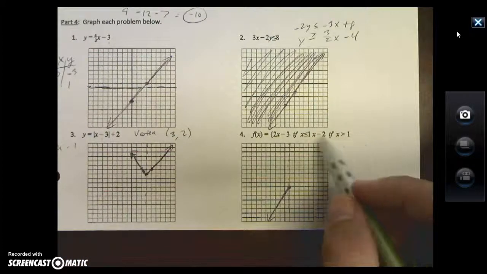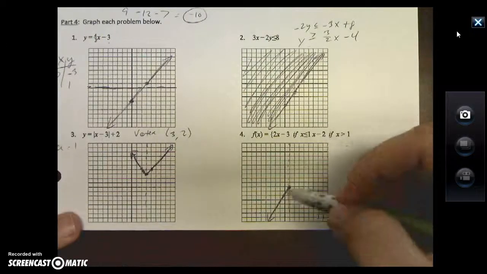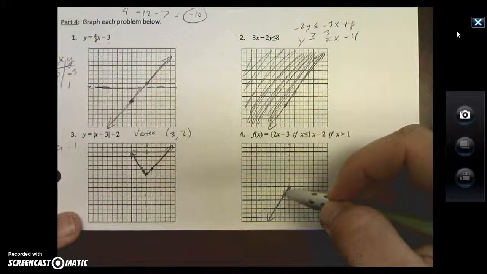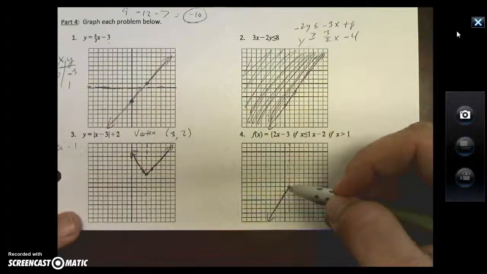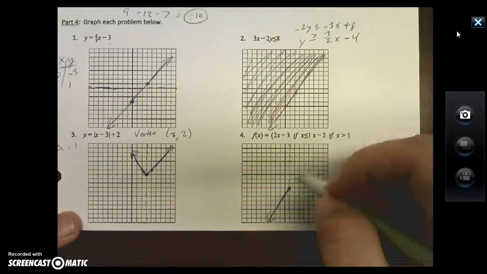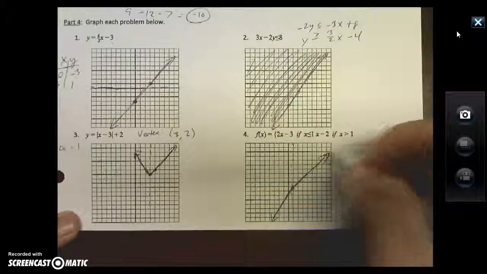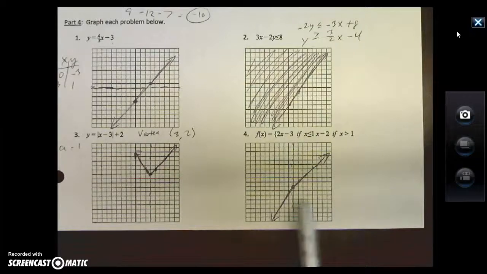Meanwhile, for the next side, it's x minus 2 if x is greater than 1. So my y-intercept is -2, okay, and my slope is up 1 over 1. Notice I'm starting at the same exact point. It would be an open circle, but it's already filled in. Let's see here. Keep going up 1 over 1. There you go.